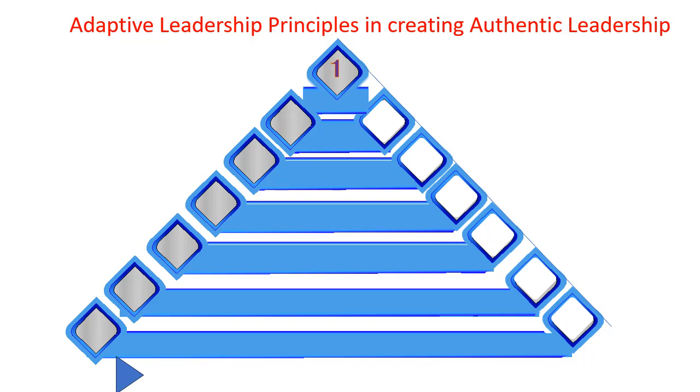Welcome to this brief e-nugget on adaptive leadership principles in terms of creating authentic leadership. And I want to lead you through the 7 principles which have been adopted through the work of Professor Ron Heifetz. So the first principle is to get on the balcony.